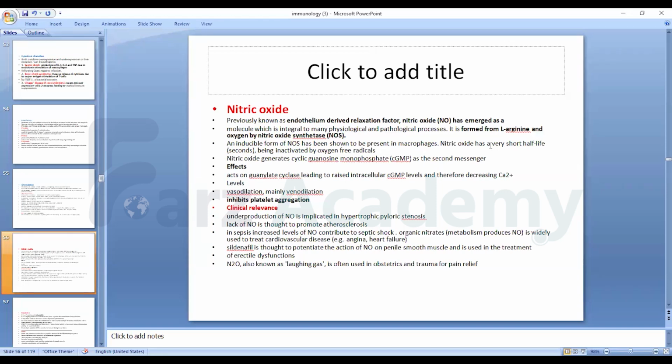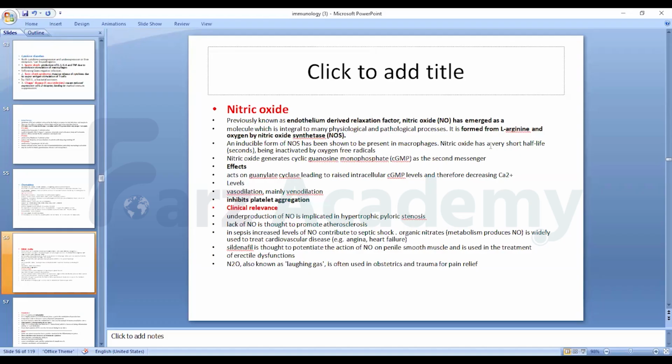It acts on guanylate cyclase, leading to raised intracellular cGMP levels and therefore decreasing calcium levels. Vasodilatation, mainly venodilatation, can occur, and it inhibits platelet aggregation. Clinical relevance: underproduction of nitric oxide is implicated in hypertrophic pyloric stenosis. So this you have to remember.